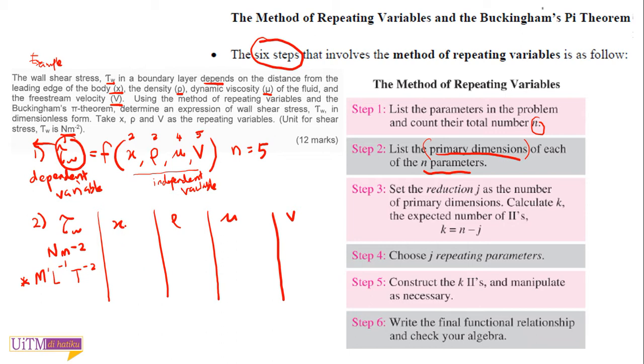What's the primary dimension for distance? L1. We write it as L1. After this you will see why I always write the L1, even though it's not minus 2 or minus 1. How about the rho, the density? What is the primary dimension for rho? M1 L negative 3. Okay, correct. And mu, the dynamic viscosity.